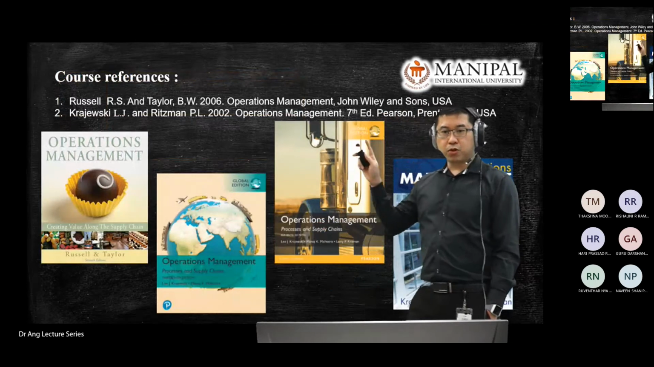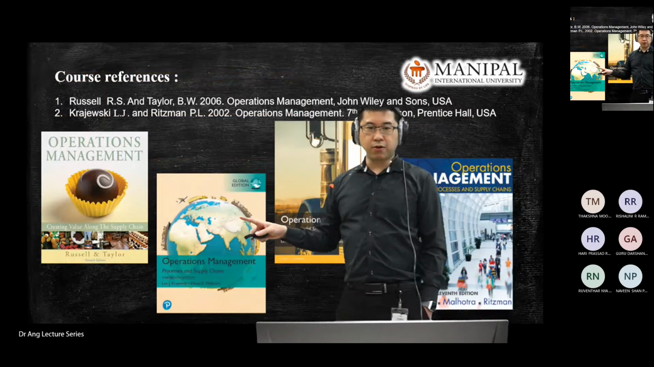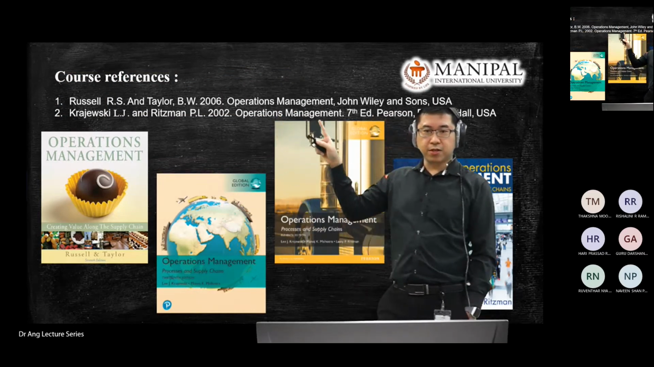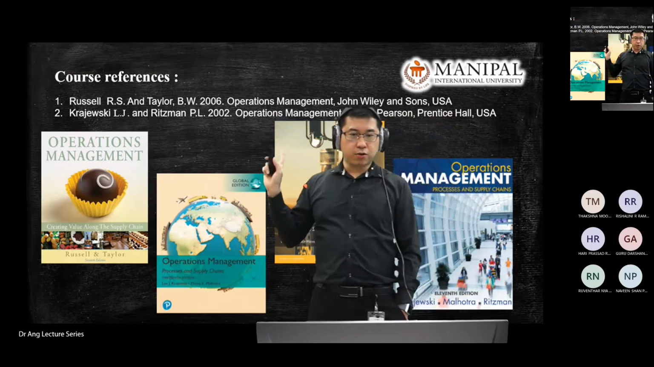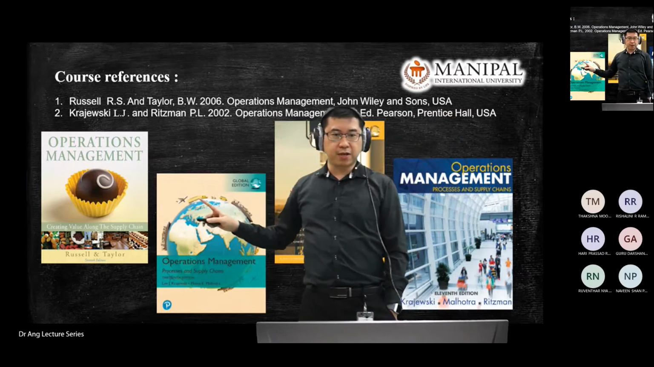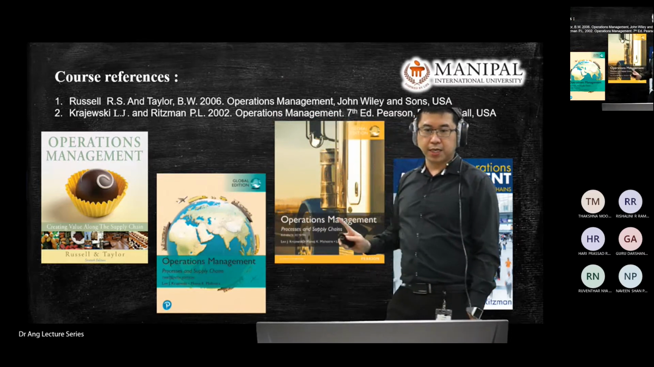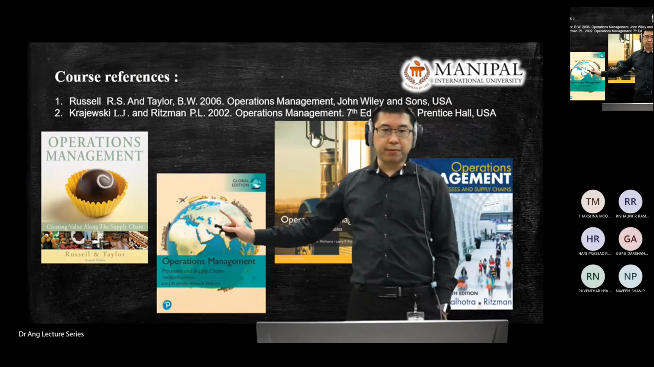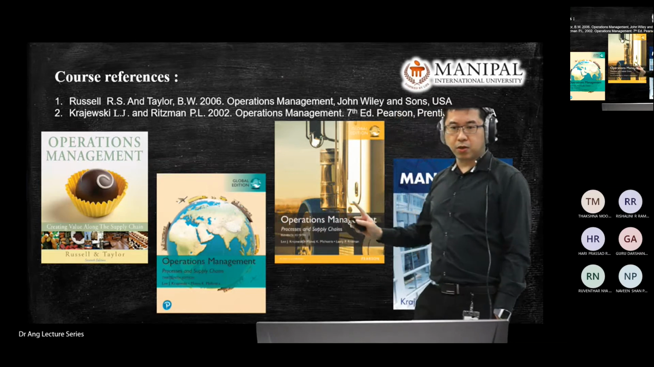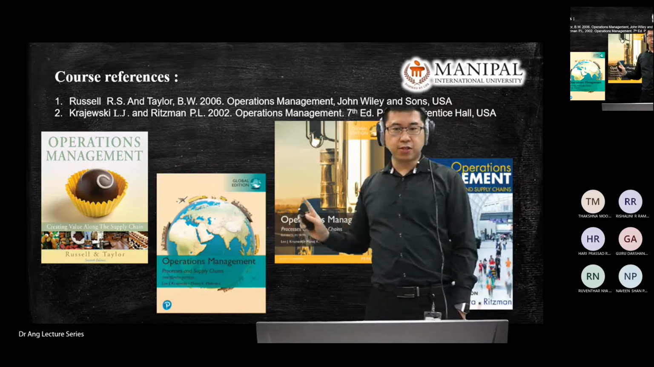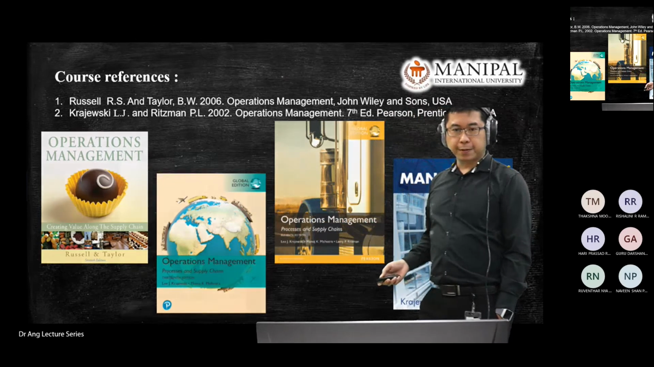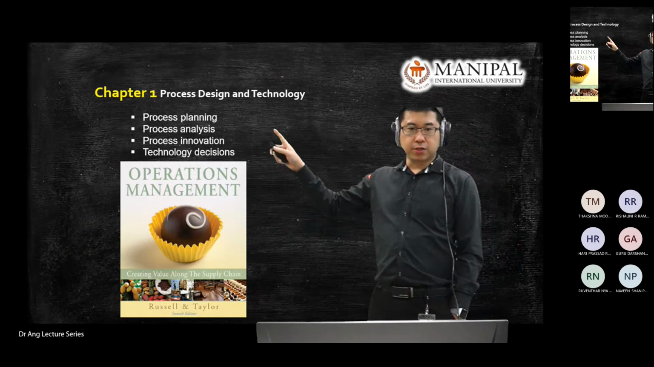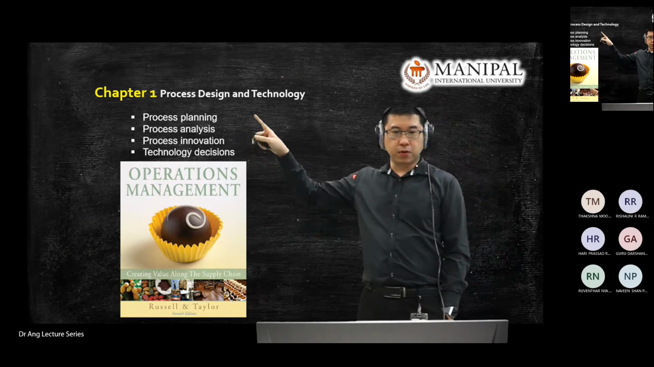And for this module, there will be a lot of books that I will be referring to. The top two famous ones are the ones that you see on the screen here. And I also copied the cover of the textbook that I will be using. However, don't worry, every chapter that I go through, I will show you the textbook that I'm using. So you can go and find out all these textbooks. So for chapter 1, I'll be using this textbook. Chapter 1, process design technology, we will go through this one.